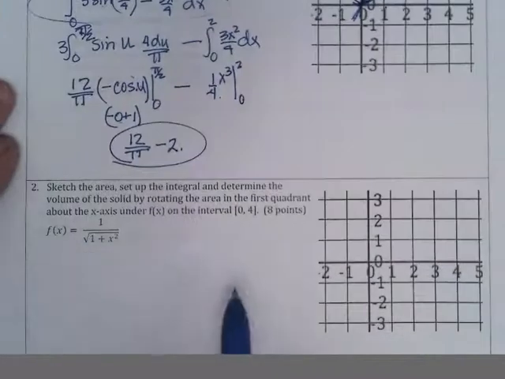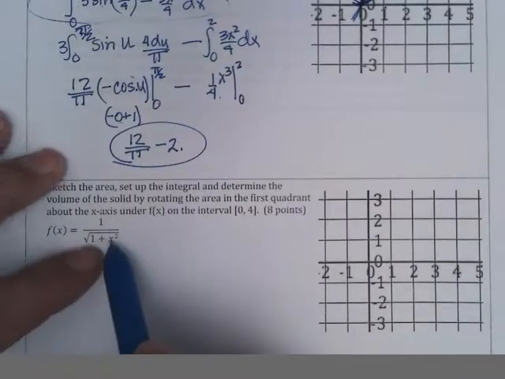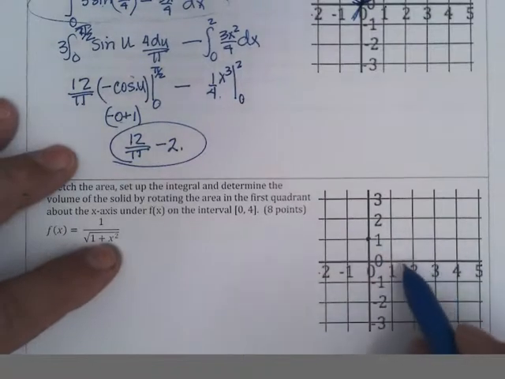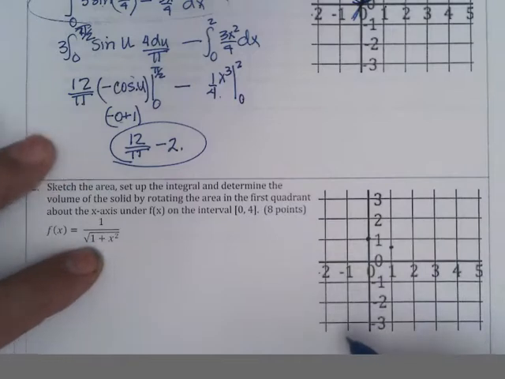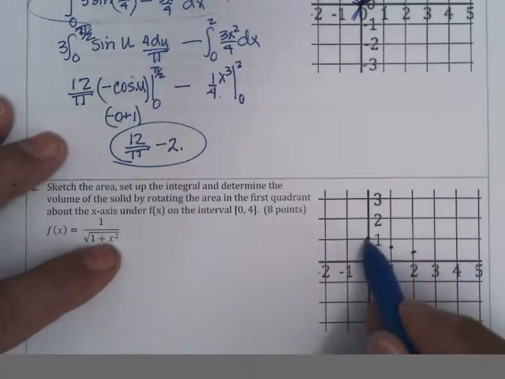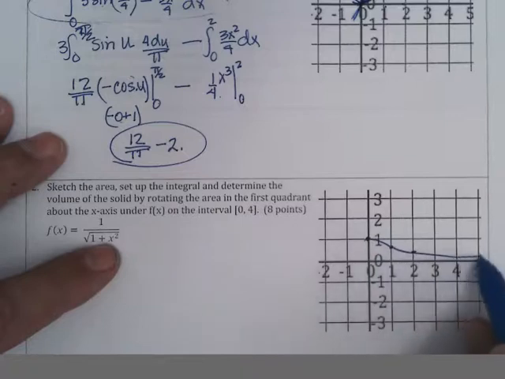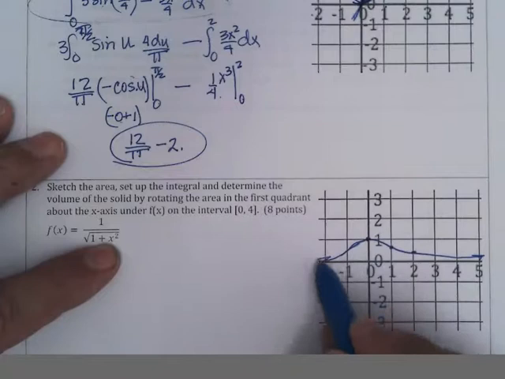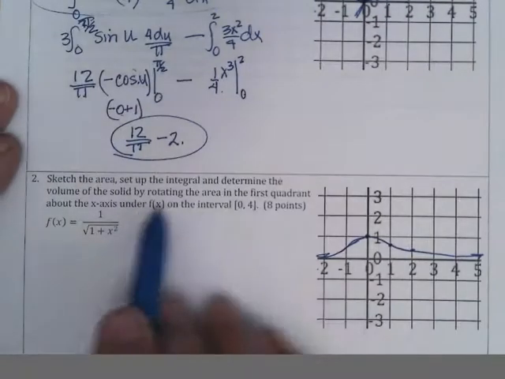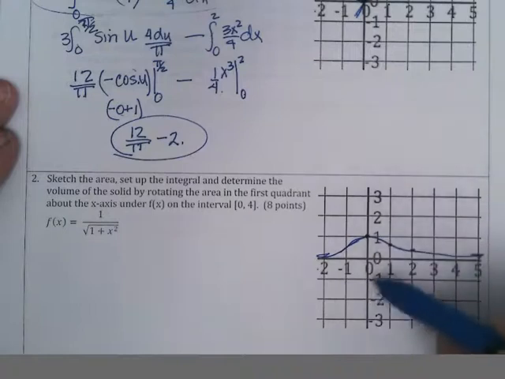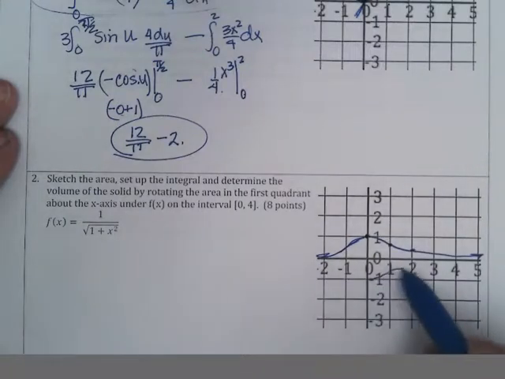Now this one. So if I put in 0, I get 1. If I put in 1, I get 1 over the square root of 2, which is about 0.7. If I put in 2, I get 1 over the square root of 5, which is somewhere here, and it goes like that. It goes similarly this way. And I want to rotate this around the x-axis so it'll have a mirror image down here.